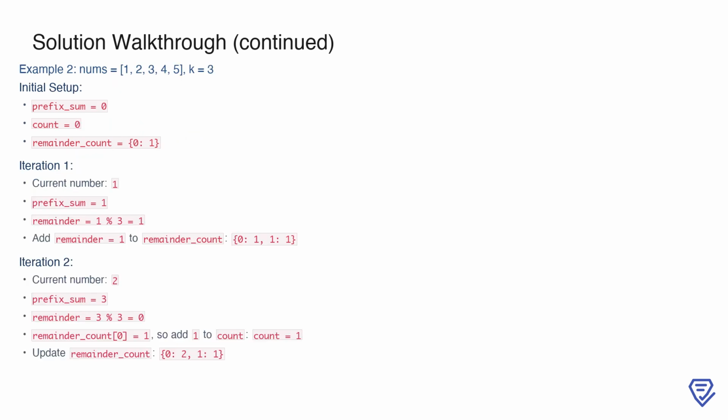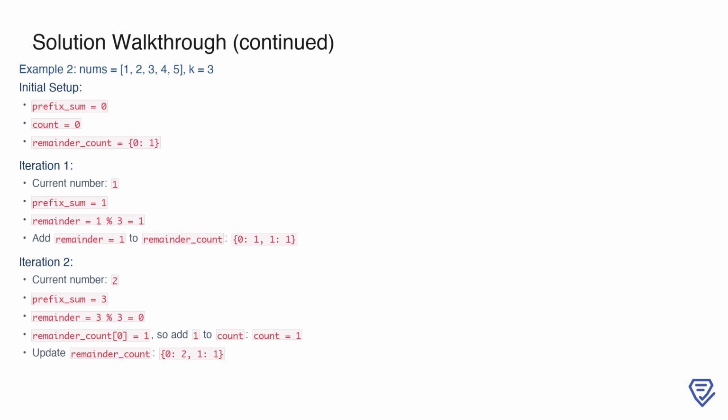Now we look at the second example where nums is 1, 2, 3, 4, 5, and k is 3. Again, we initialize prefix_sum to 0, count to 0, and remainder_count to 0, 1. For the first number, 1, adding it to prefix_sum gives a value of 1. The remainder when 1 is divided by 3 is also 1. Since this is a new remainder, we add it to remainder_count, resulting in 0, 1, 1, 1.